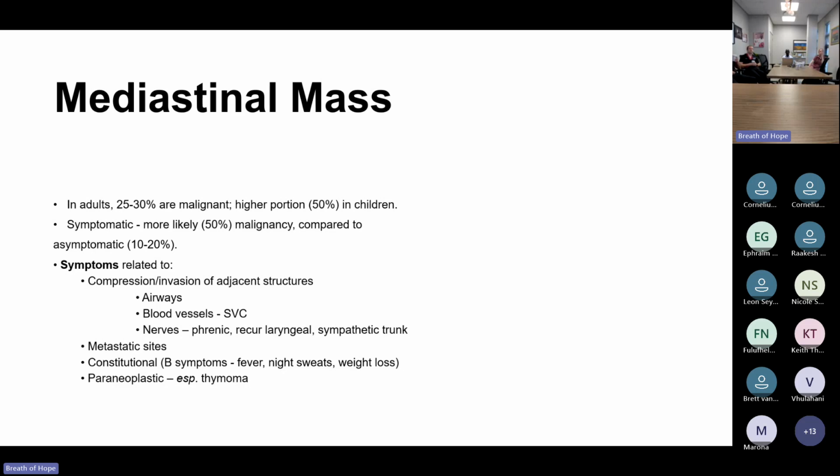If it's lymphoma, they'll have what we call B symptoms, which are fever, night sweats, and weight loss. Or you can have paraneoplastic manifestations, such as myasthenia gravis symptoms, or Good syndrome, which I'll discuss later. They can also present with the syndrome of inappropriate ADH with hyponatremia.